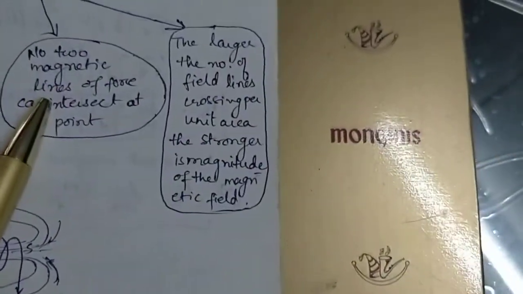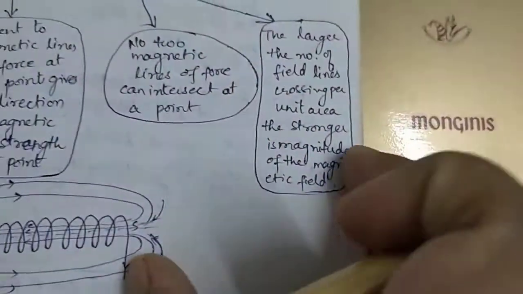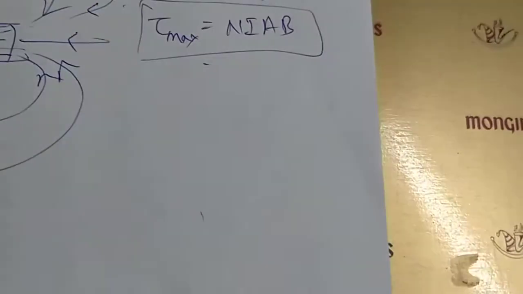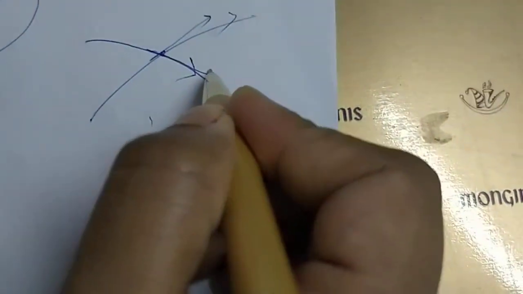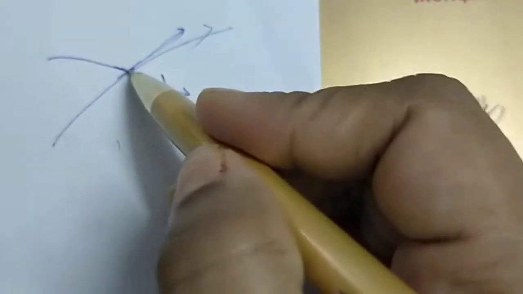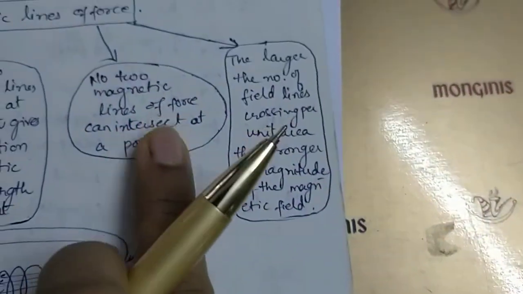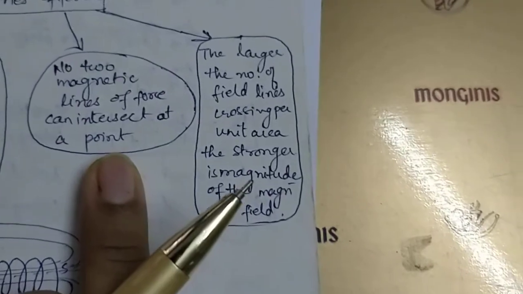Now, no two magnetic lines of force can intersect each other at a point. Why? Because if they do, just now we did this tangent point. Suppose you have one magnetic field line and another magnetic field line. At this point of intersection, I can draw a tangent here, and for this line there will be this tangent. So for this line, this is the direction of the magnetic field, and for the other line, this is the direction of the magnetic field at this point. At the same point, two different directions of magnetic field is not possible. So that is why they cannot intersect. That's how two magnetic field lines can never intersect each other at a point.